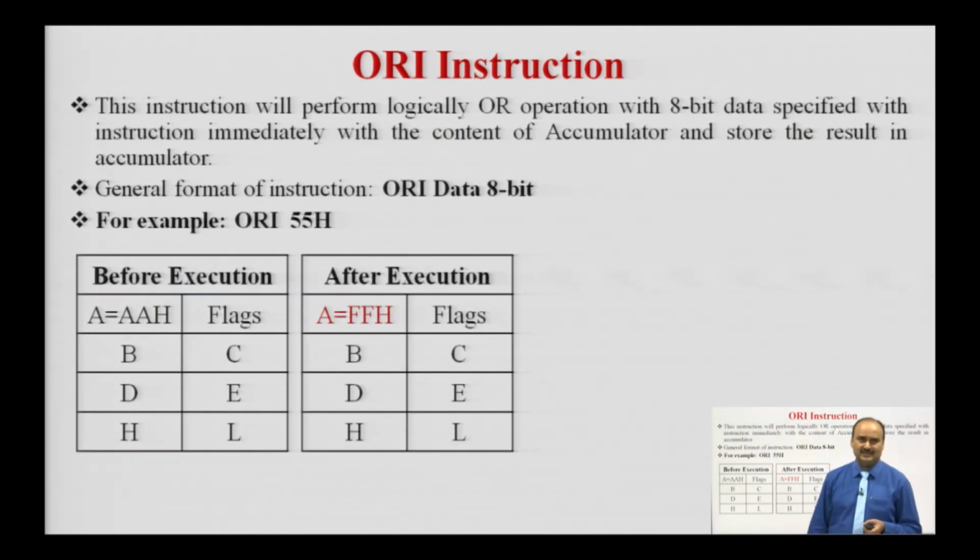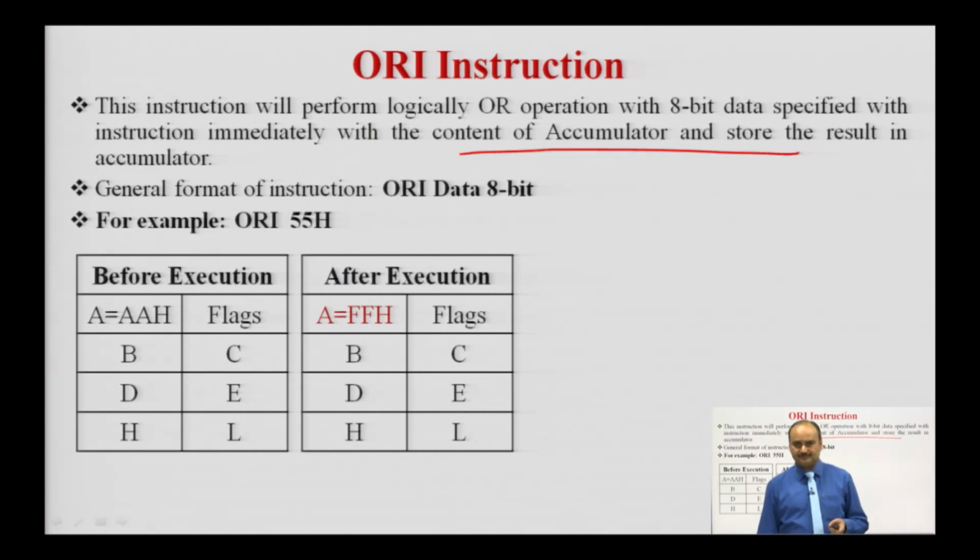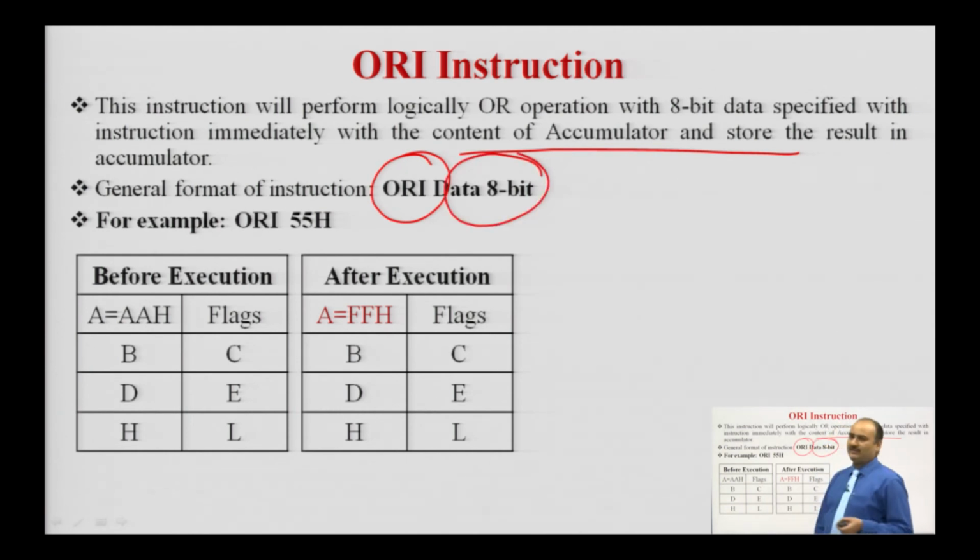Next is the ORI instruction. This instruction performs a logical OR operation with the 8-bit data specified with the instruction, immediately with the content of the accumulator, and stores the result into the accumulator. It is a 2-byte instruction. The first byte is the operation code, and the second byte is the 8-bit data which is specified with the instruction.